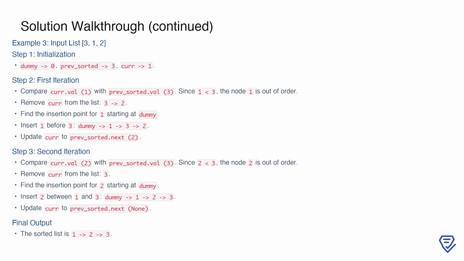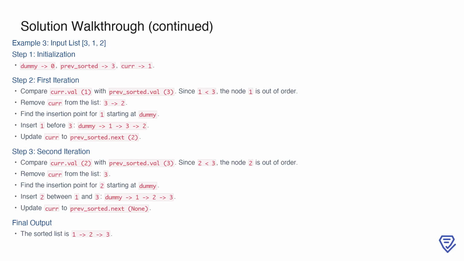For the final example, we have the input list 3, 1, 2. As usual, we create a dummy node with the value 0, set prev_sorted to the head of the list pointing to the node with value 3, and set cur to the second node with the value 1.